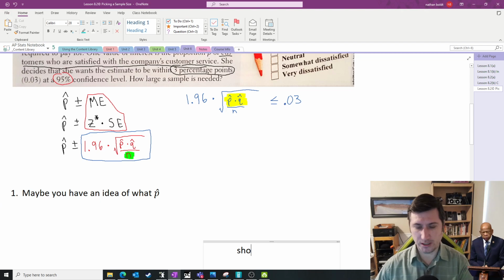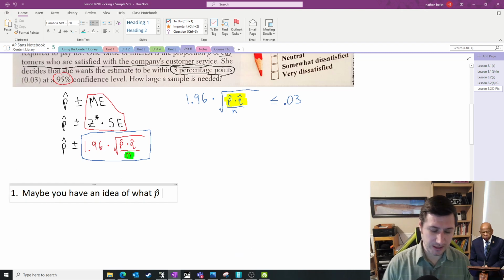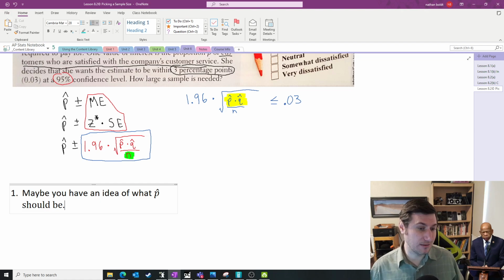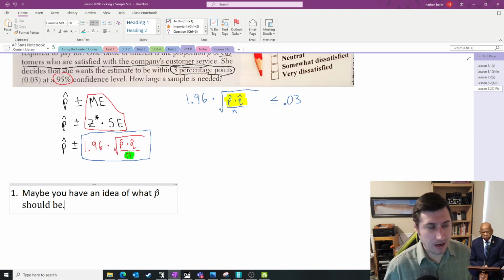Whoa, whoa, whoa. Why did I jump way over there? Maybe we have an idea of what p hat should be. If you do have an idea of what p hat should be, use it. Now, how the heck would you know that?